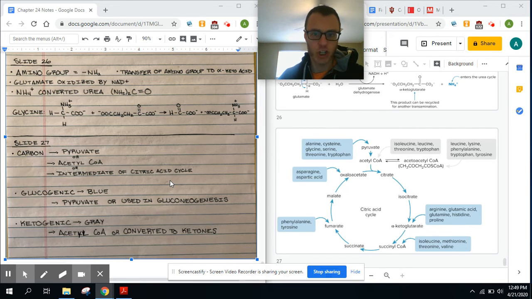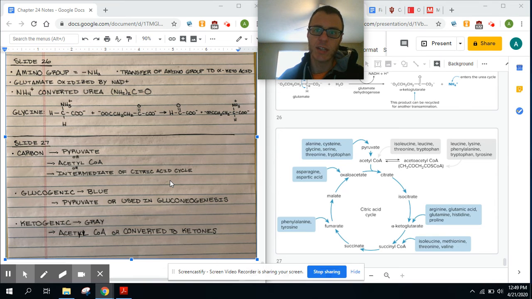Now glucogenic, that's blue, that means you get pyruvate or it's used in gluconeogenesis. You have one of those two things. Right? Ketogenic, you'll get acetyl-CoA or it's turned into ketones. All right, so these are two different things that can happen. Now you don't have to memorize which amino acid goes where. Plus, some of them are in two different spots. So don't think that's something I'm expecting.